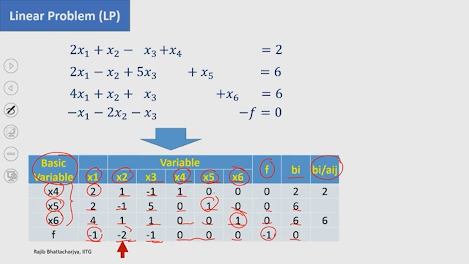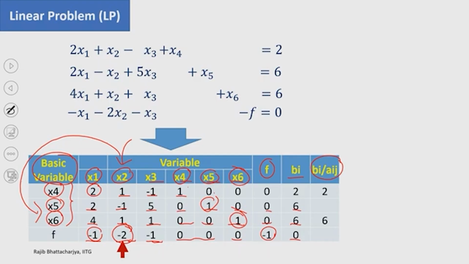Then the second observation is which one is the maximum one. So, the maximum one is minus 2, and that is for the x2 variable. So, therefore, x2 will be the incoming variable. So, x2 will come as a basic variable now. Then we have to take a decision whether x4 is going out, x5 is going out, or x6 is going out. Okay.